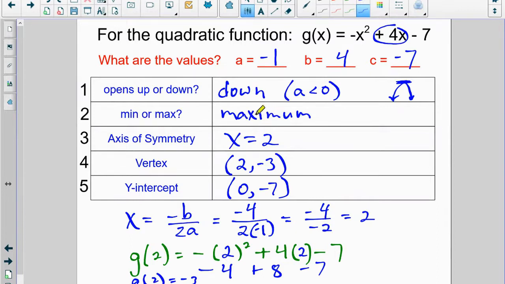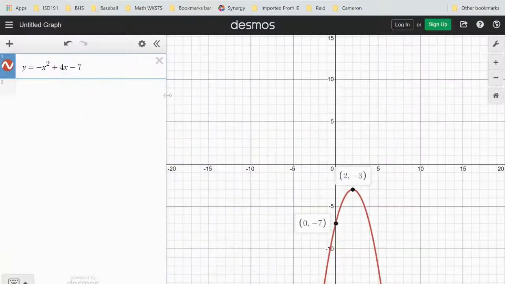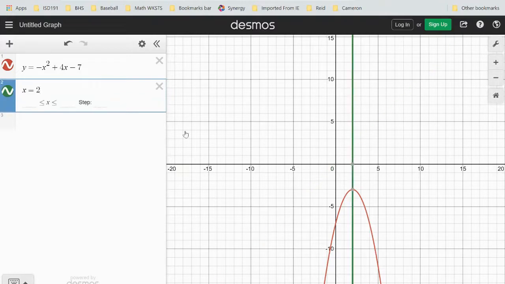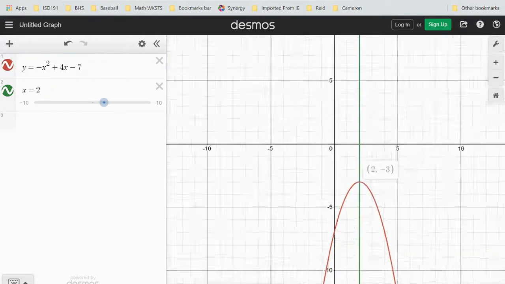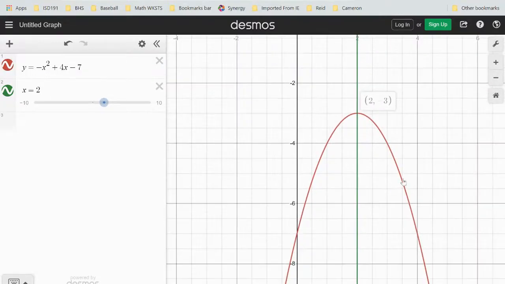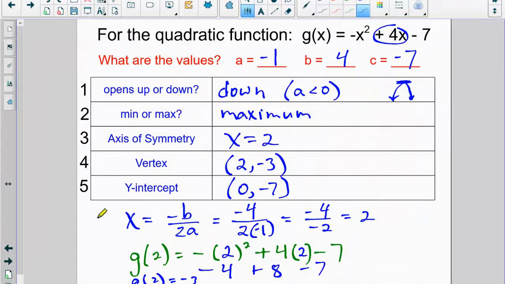So check, check. We check the vertex. We check the x-intercept or y-intercept. The only thing we should double check is our axis of symmetry. Let's type that equation, x equals 2, in here and make sure it goes through the vertex. Our line goes through the vertex. Look at that. Of course it does. Very good. Goes right through the middle of the parabola, right through our vertex. Awesome. So everything is matching up.